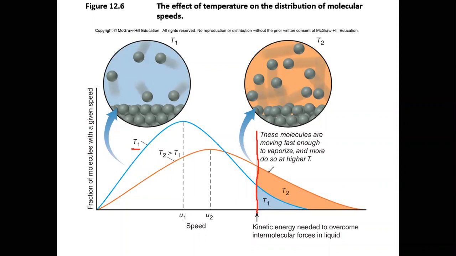So at T2, you see there's more molecules that have the sufficient kinetic energy to be removed from the surface. And so that's why when you increase the temperature, you're going to increase the molecule's kinetic energy. When it's moving fast enough, it breaks free of the surface of the liquid and it becomes vaporized. So temperature is a way to increase or decrease the vapor pressure of your substance.